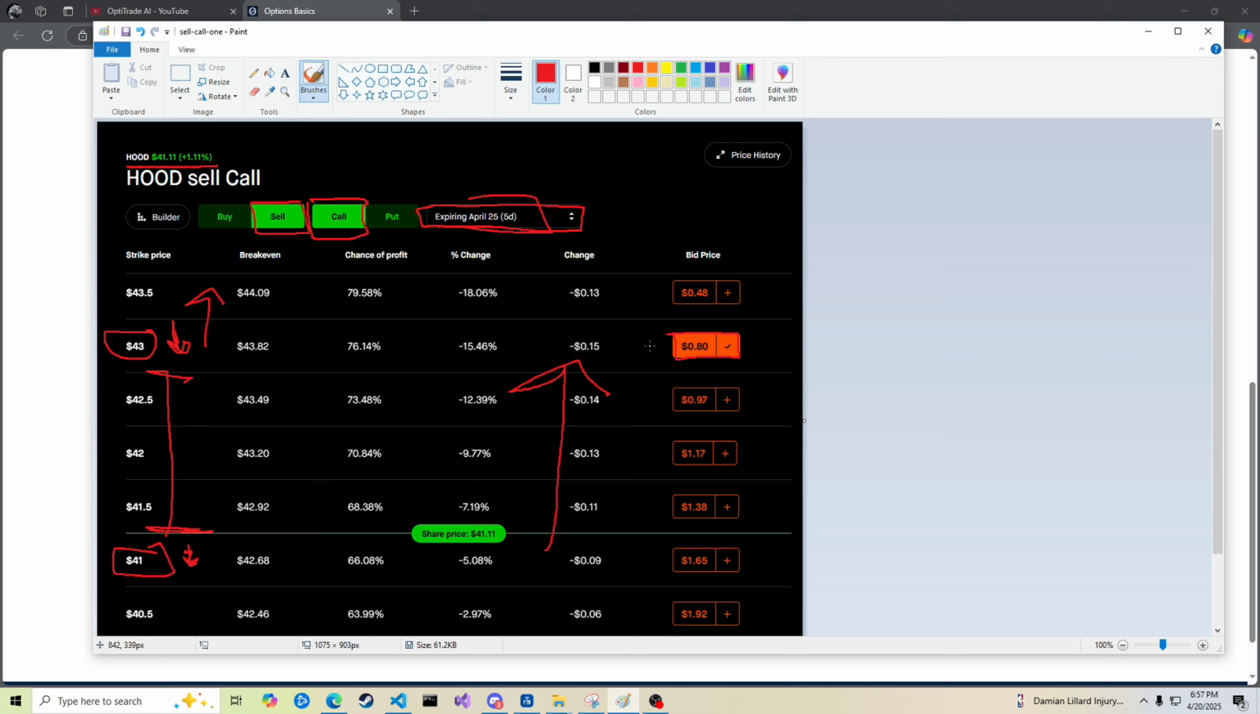However, the part of options that includes quite a bit of risk is if the stock blows past $43, and let's just say for the sake of example, it just goes to $44. Then you're not selling Robinhood at $44. You're selling it at $43, because that's what you're obligated to do when you buy this contract. Okay? And so that means that your capital gains is going to be 43 minus 41.